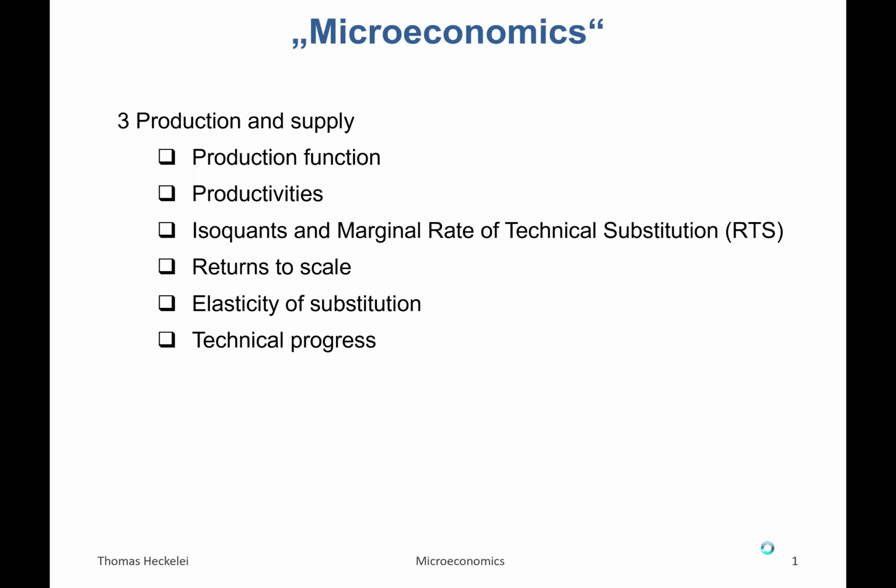All right, welcome back to microeconomics. So this week we will go into the second main topic of our course, which is production and supply. We have finished with the demand side. Now we move to the supply side. And for this week, we will go through the concept of production function, productivity, isoquants, marginal rate of technical substitution, and the final thing is returns to scale.